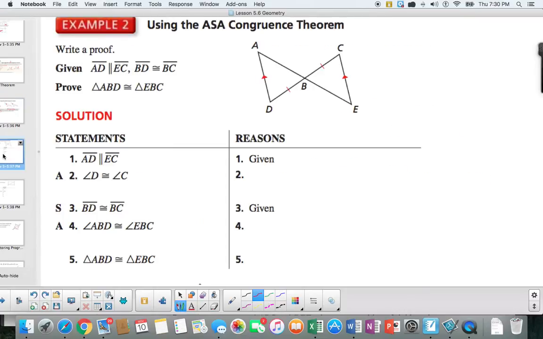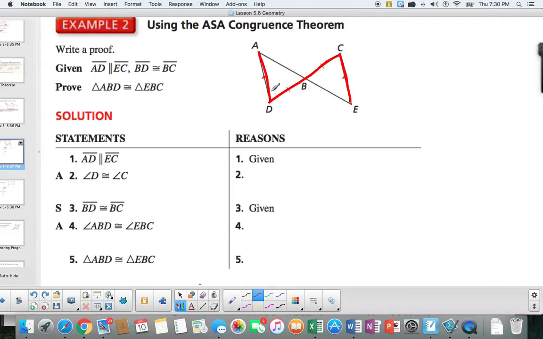All right, let's take a look at how to do a proof. This is an angle, side, angle congruence theorem application, but let's see if we can go through it and see the angle, side, and angle. Now here are some parallel lines, and of course, parallel lines will give us some angles. So I'm going to go ahead and show that.